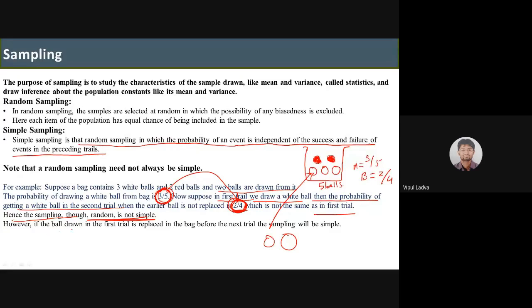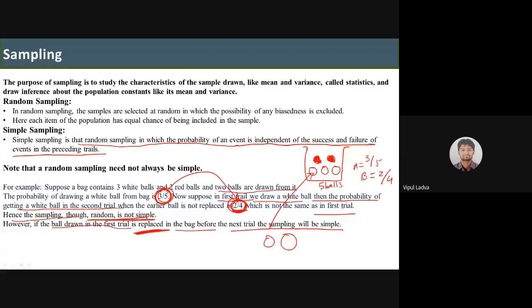But now if we want to convert this particular sampling into simple, then we are just supposed to replace that particular ball back, the one I had drawn in the first trial. If the ball drawn in the first trial is replaced in the bag before the next trial, the sampling will be simple. If I pick the first ball and put it back, then for the second ball there will still be 3 white balls and 5 total balls, so the probability will remain 3/5.